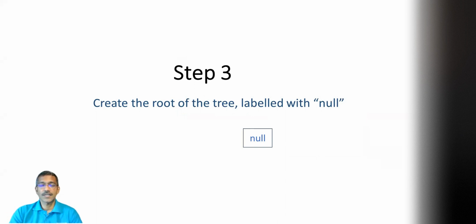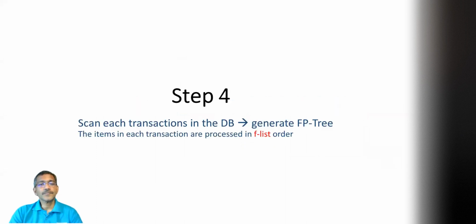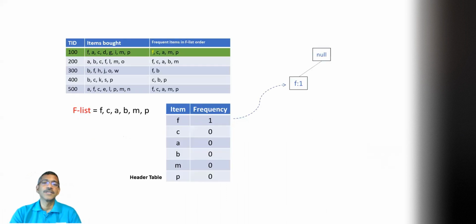So we start with the null node, where you don't have anything, and we start scanning each transaction in the database to generate the FP tree. The items in each transaction are processed in the F list order. As I said at the beginning, we take an individual transaction and drop the items that are not frequent, and when we take items from that transaction, we take them in the F list order. That is the order that we set up at the beginning.